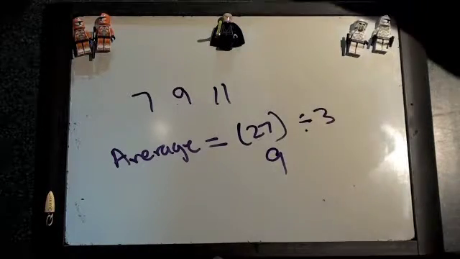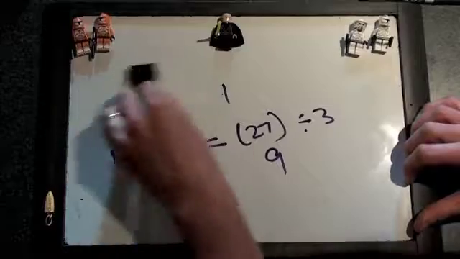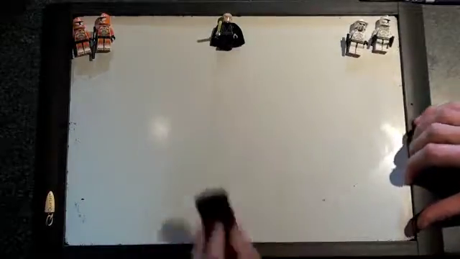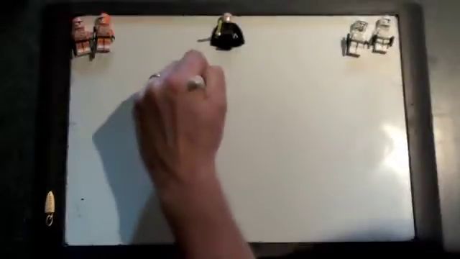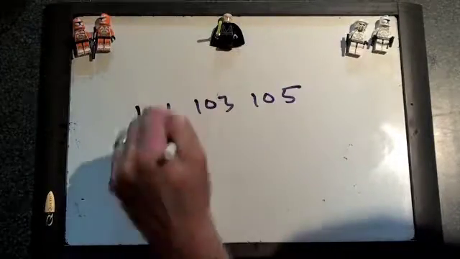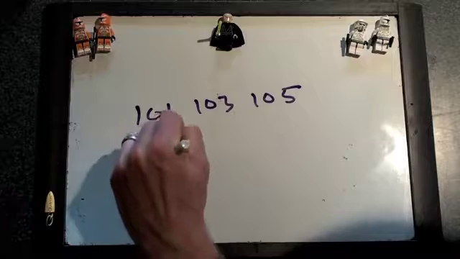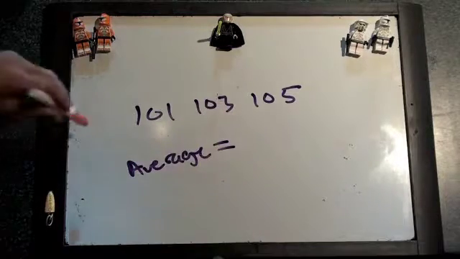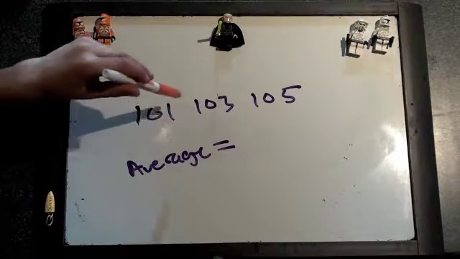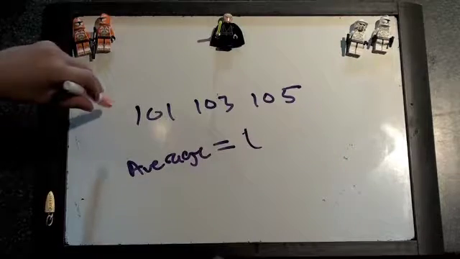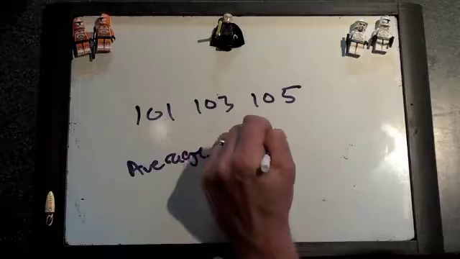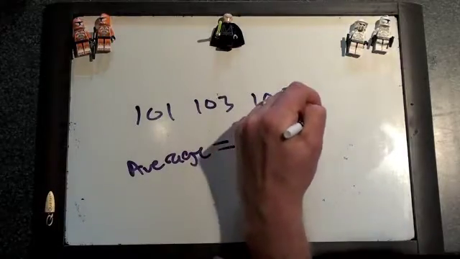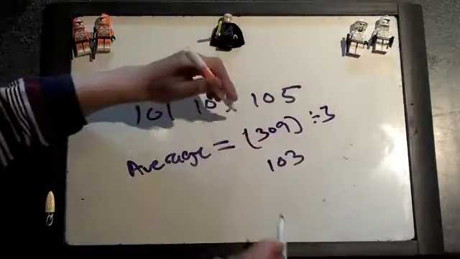Okay. Let's do another one. Pick any odd number you want to start with. 101. Okay. 101, 103, 105. What's their average? So what's the sum first? The sum is 309. 309 divided by 3 is 103.